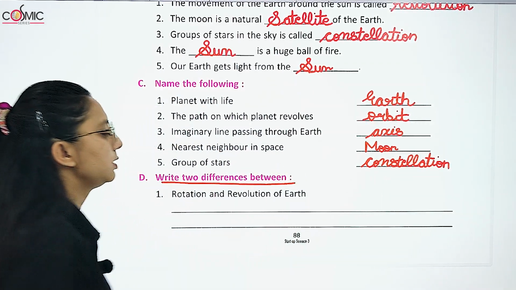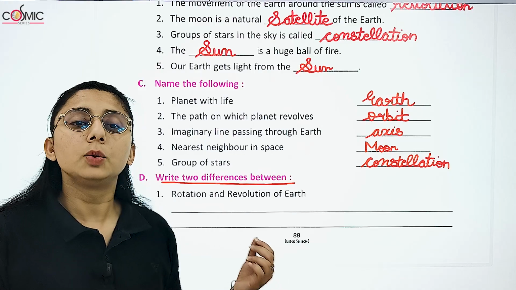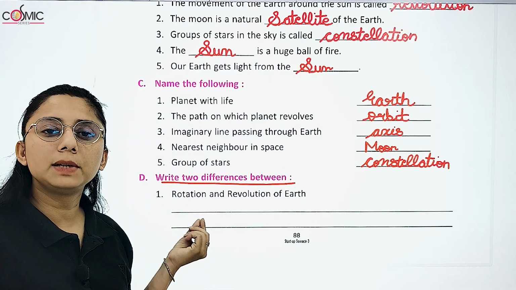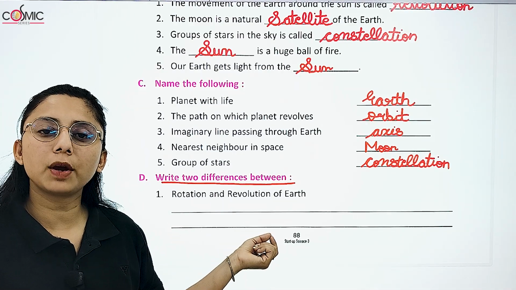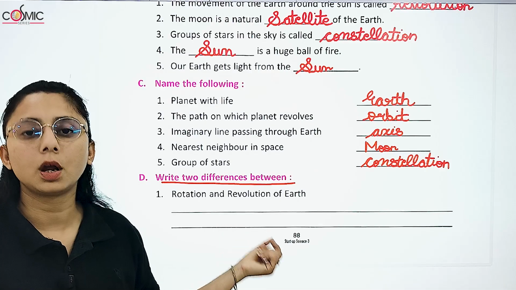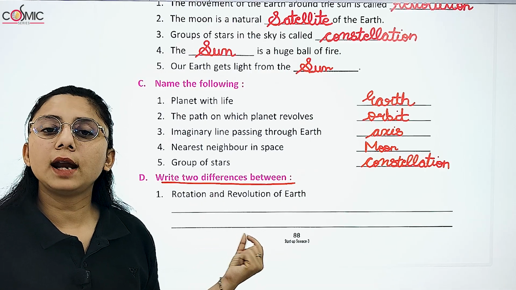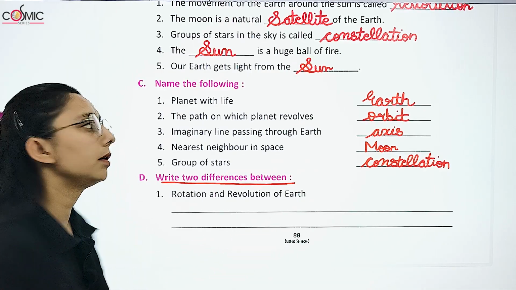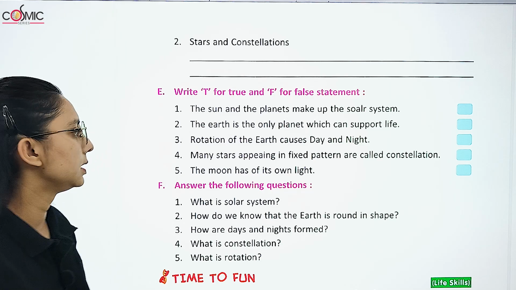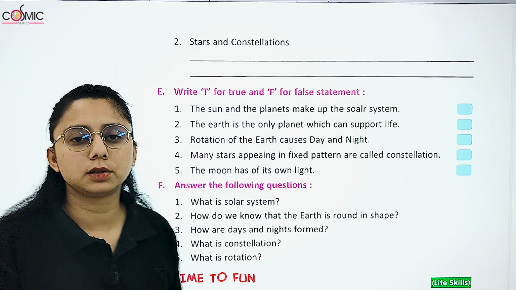Next is write the difference. You have to write the difference between rotation and revolution. You can write: it takes 24 hours to complete one rotation. It takes 365 1/4 days to complete one revolution. Here changes in day and night. Here changes in season. Right? Like this, you can write a difference. And then between star and constellation.